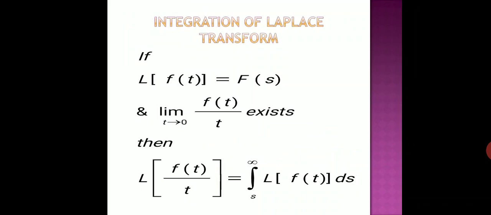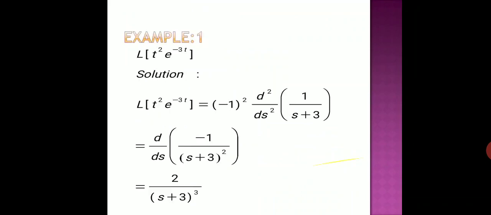If division by t is given, you have to check whether the limit as t tends to 0 of f of t by t exists or not. If it exists, you use this formula; otherwise it does not exist. Okay, then L of f of t by t is equal to the integral from s to infinity of L of f of t ds. This is the formula for division by t.